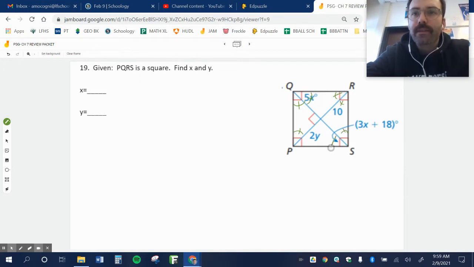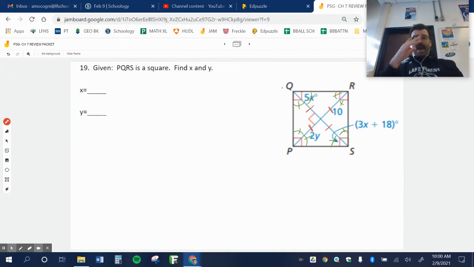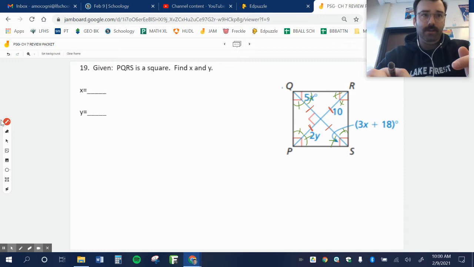All right, and if it's a square and each of those four angles is 90, that means all those green angles will be 45. I also know that all four of those, the diagonals are congruent and the diagonals are bisected, so all four of those pieces are the same. Well, let's start with the angles first.